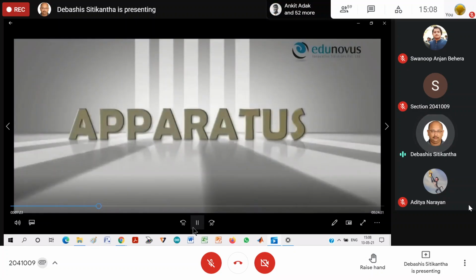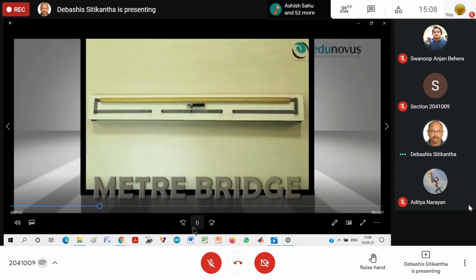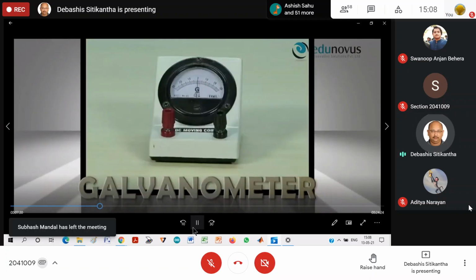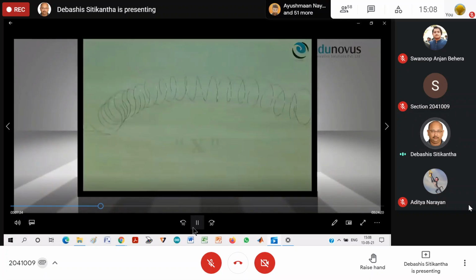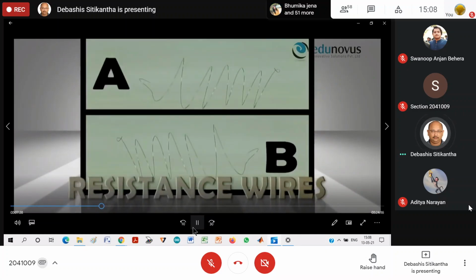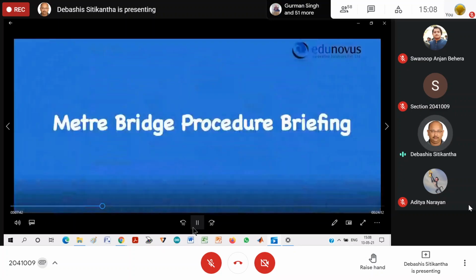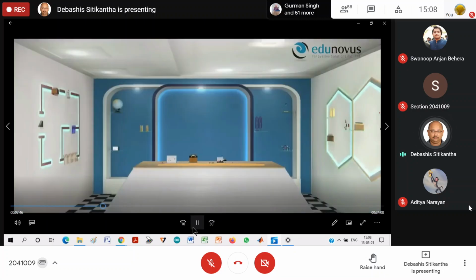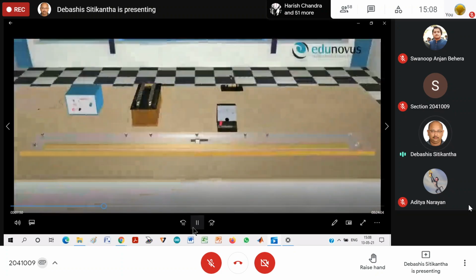The apparatus used in this experiment are a meter bridge, battery eliminator, a galvanometer, a resistance box, a jockey, a resistance wire, two resistance wires, connecting wires, and a one-way key. Now, let us see how the resistance is measured using the meter bridge.